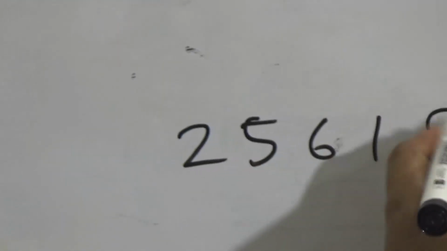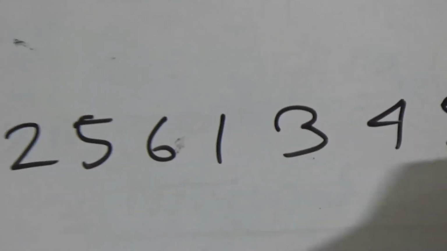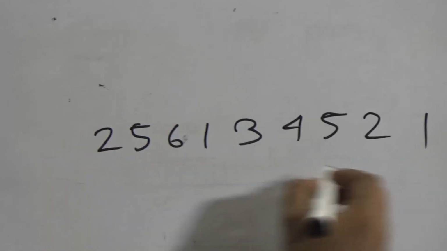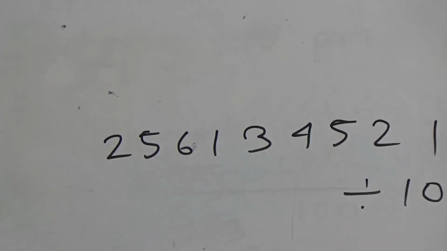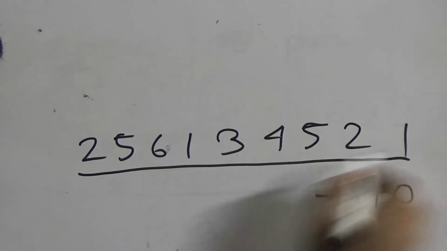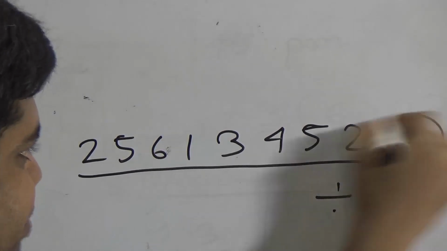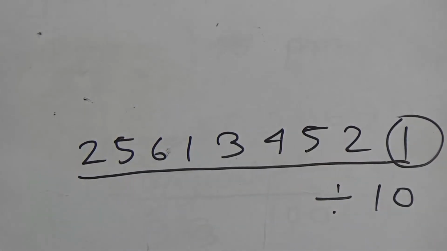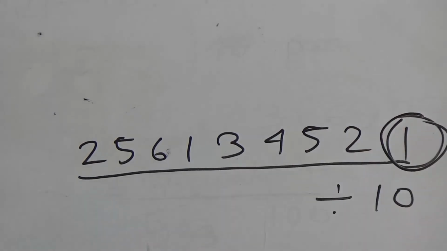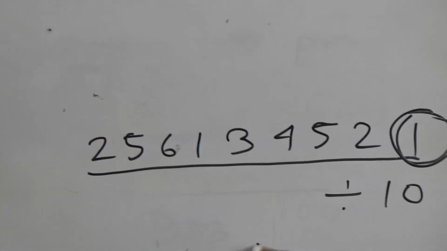Another example: 2, 5, 6, 1, 3, 4, 5, 2, 1. It's a large number. If we divide this number by 10, what will be the remainder? Dear students, notice, if this number were divisible by 10, this last digit would be 0, but here it is 1. For this reason, it is not divided by 10 exactly. As a result, the last digit will be the remainder. So it is 1. I hope you have understood.